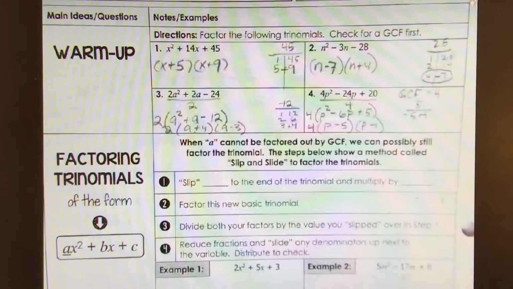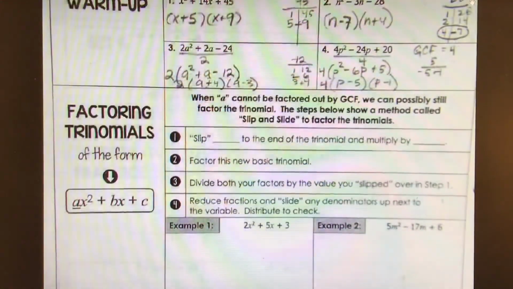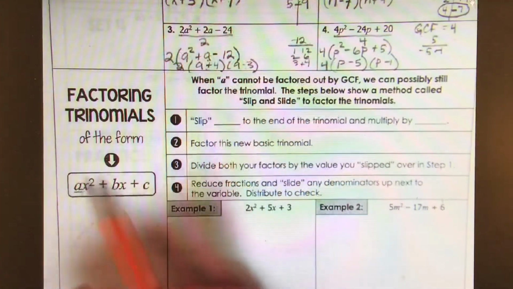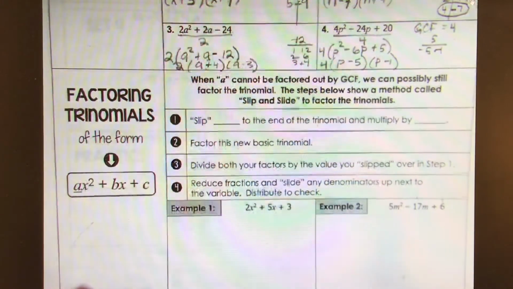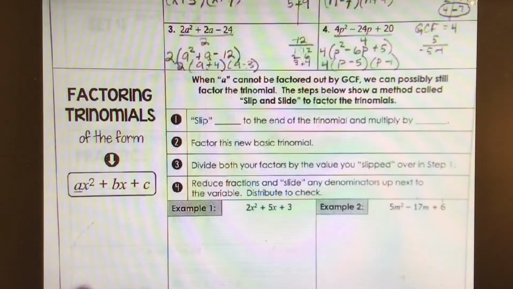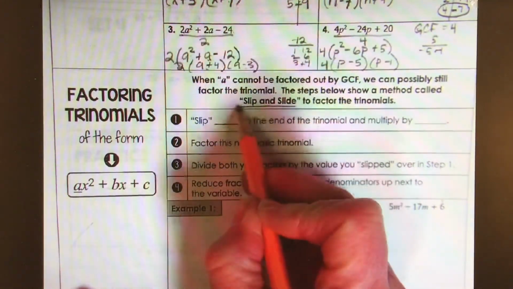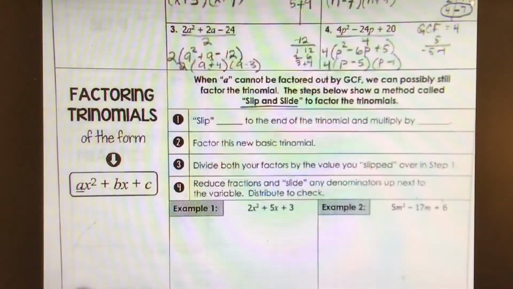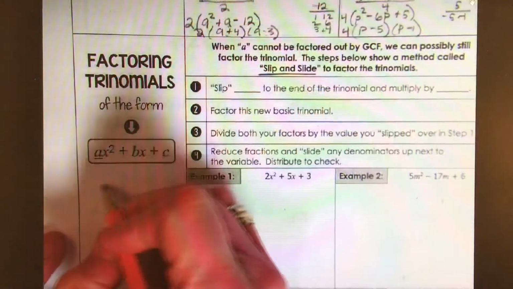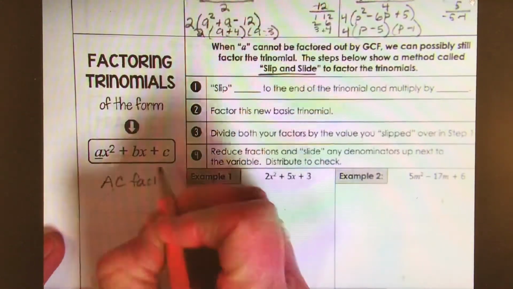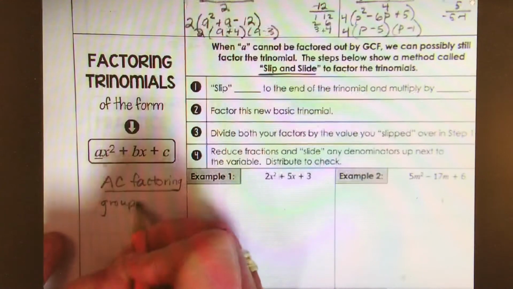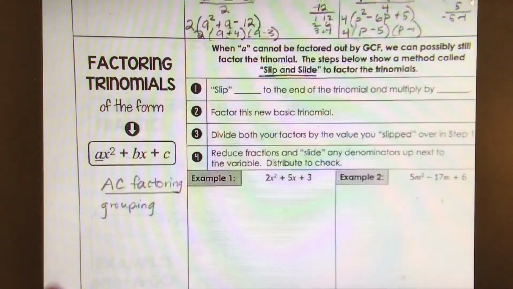So now we get to this whole notion of this form. So again, when I have a leading coefficient that doesn't factor beautifully into the other terms, then there's another method that you can try. Some people call it the slip and slide, as you can see here, method. Some other people use, and when we learn how to factor by grouping, I'm going to teach you something else called the AC factor. So I want you to write this over here, AC factoring, okay? That's another method that requires grouping, but again, we will get there. But for today, we're going to learn the slip and slide.